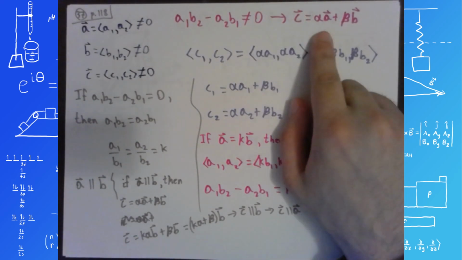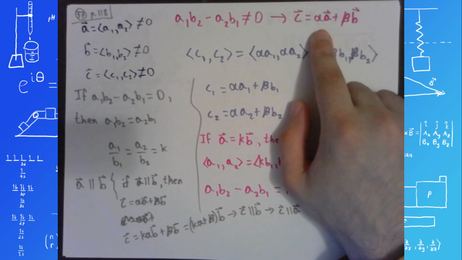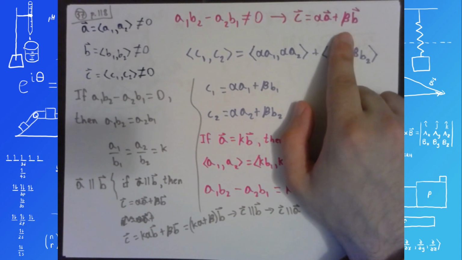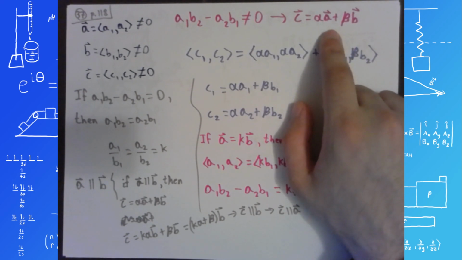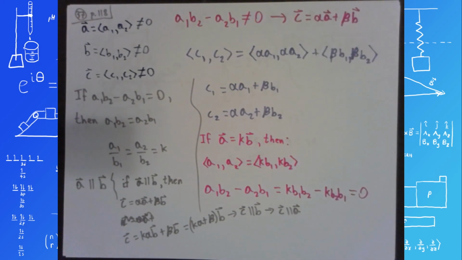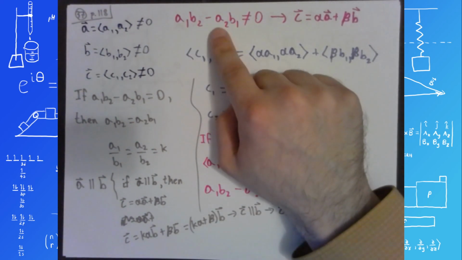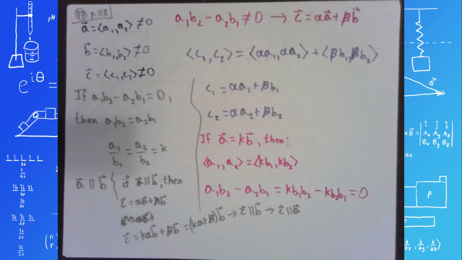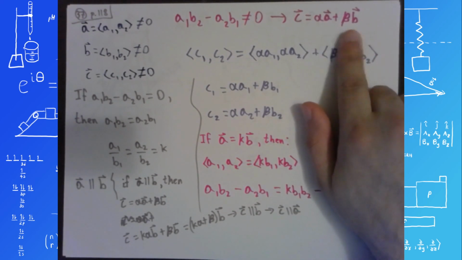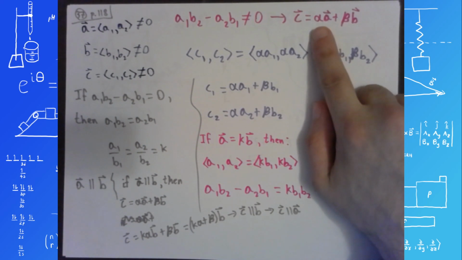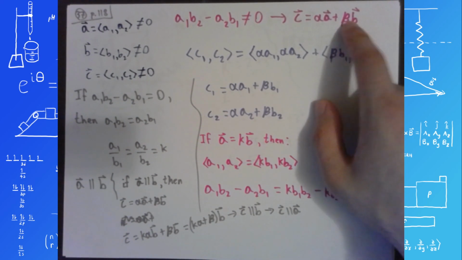C would just be, you could represent it entirely as just a multiple of A or just a multiple of B if A and B were already multiples of each other. But if A and B are not parallel, if A1b2 minus A2b1 does not equal 0, then you can make any vector C from some combination of vectors A and B, mixed in different amounts, adjusted by these alpha and beta values.